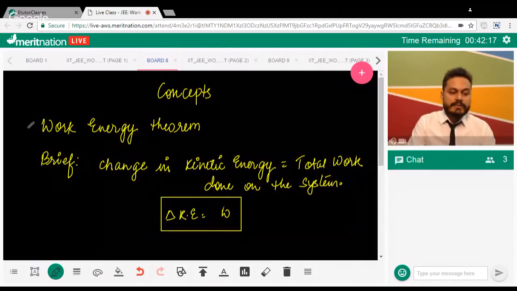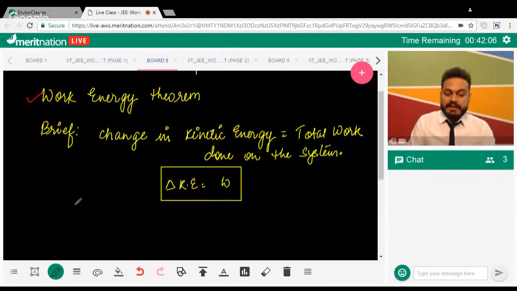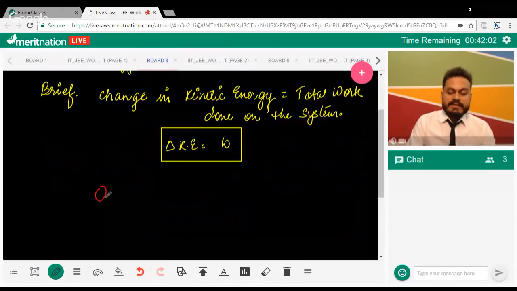Let's talk about the work energy theorem. What this theorem teaches us is whatever work we do on something results in a change in the kinetic energy of that object. Let's say, for example, there is an object having mass m and velocity v, and we are doing work on that object. This is for JEE Mains, Abhishek.